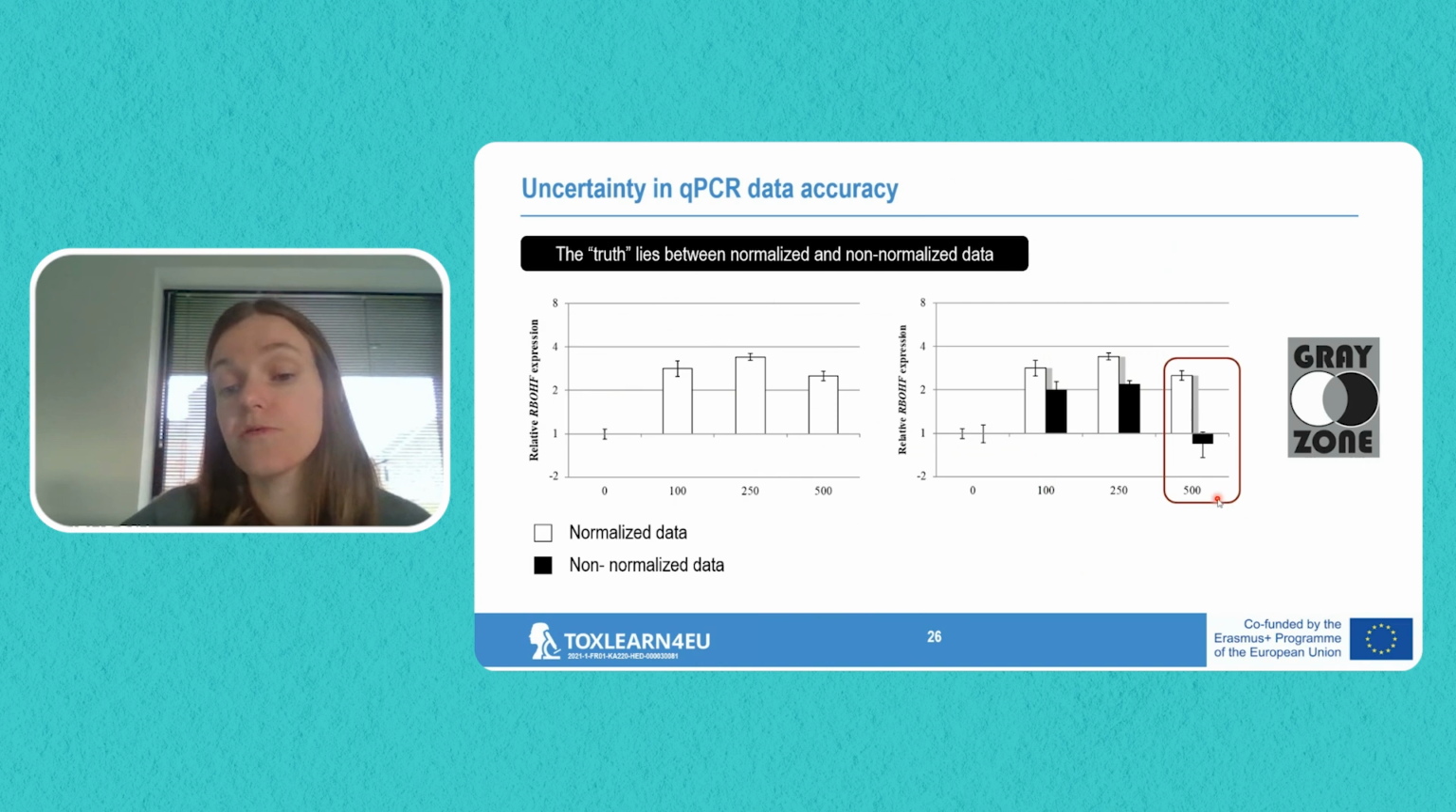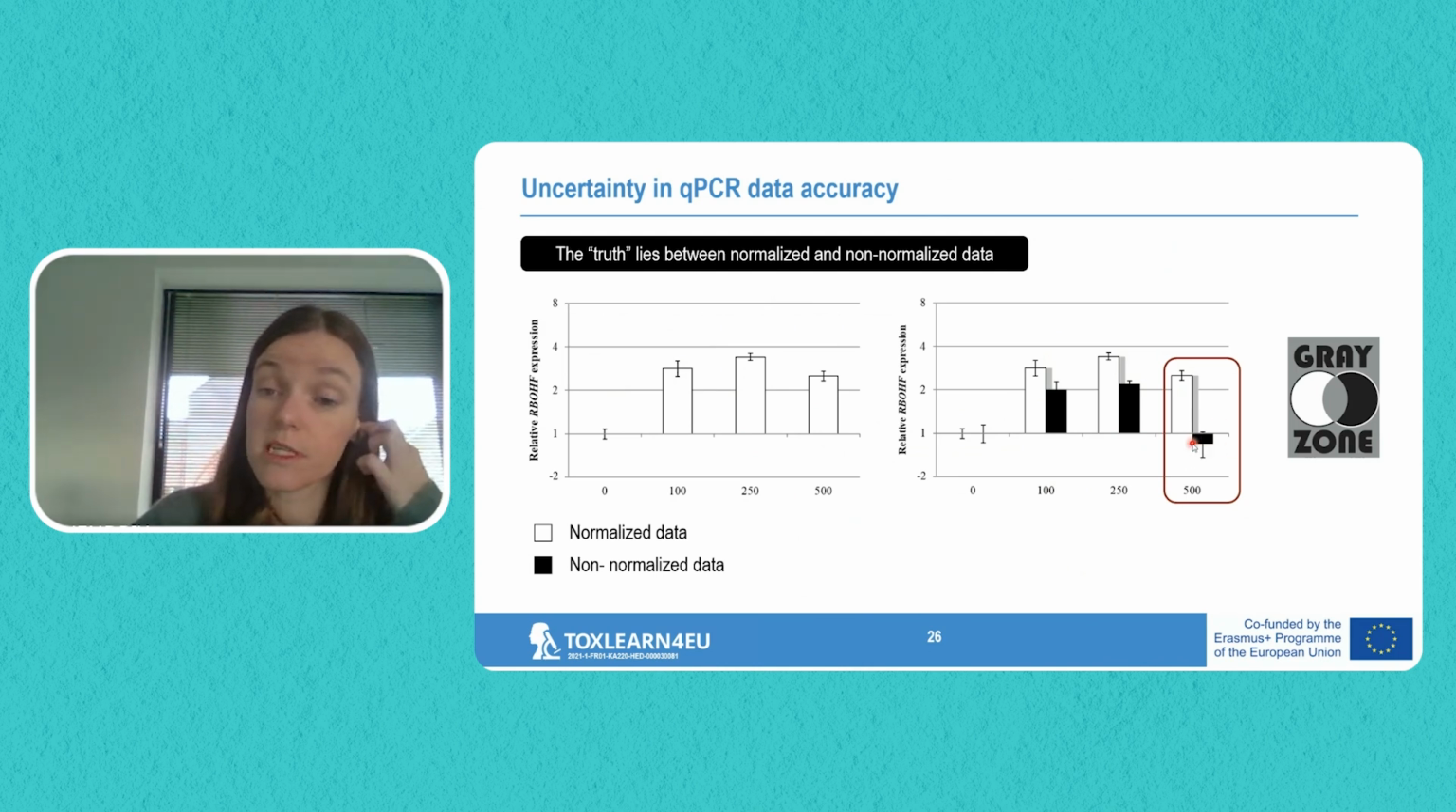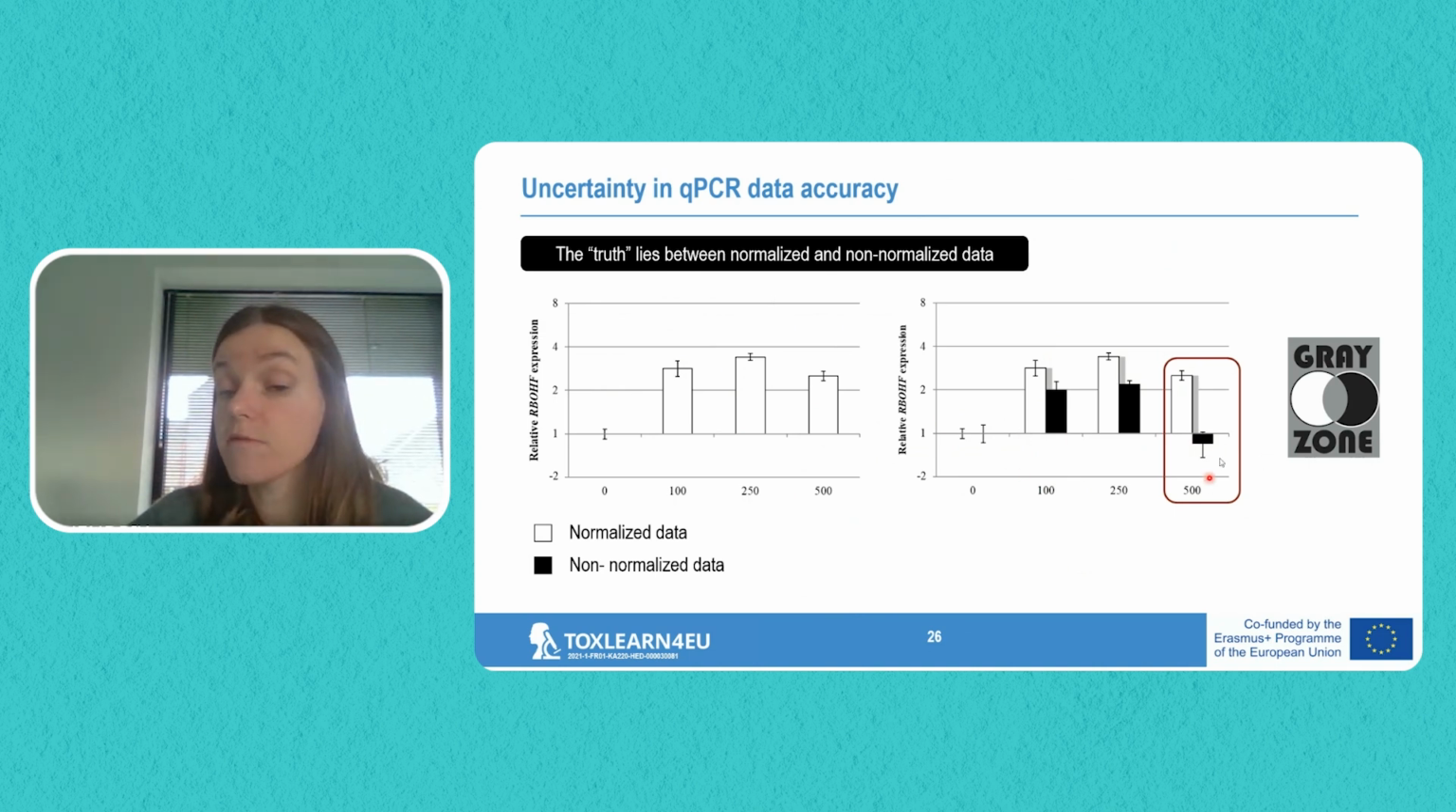However, for the plants exposed to 500 micromolars of zinc, the normalized data indicate that the expression of RBOHF increases. But according to the non-normalized data, there is no difference in the expression of the gene compared to the control, or even a slight decrease. So in this case, you cannot reliably make a conclusion regarding the expression of this gene in the plants exposed to 500 micromolars of zinc. And this difference here between the normalized and the non-normalized data, which is shown in gray here, this is what we call the gray zone.